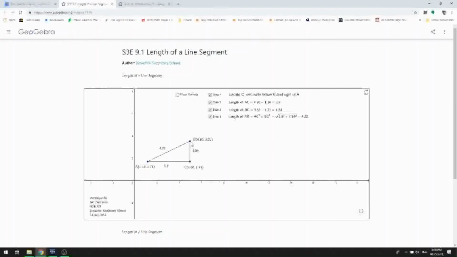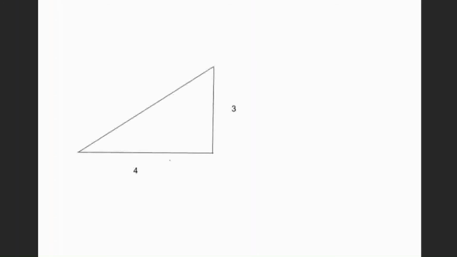So we can calculate this length. This is what we were doing before when we were trying to hit inside a circle. We've got a 3-4 triangle here. Our y value is 3 and our x value is 4.